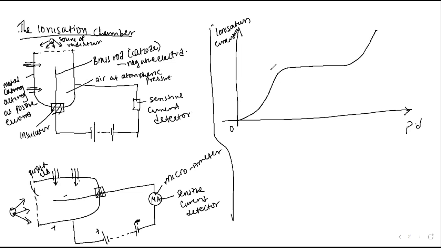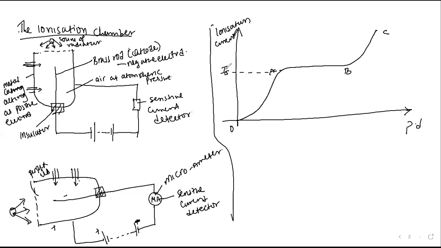So from O to A, then to B, then to C. The current here at A is what we call the saturation current, which we shall arrive at. So between O and A, what happens? The PD is not large enough to draw all the electrons and the positive ions to their respective electrodes before some recombination has occurred.